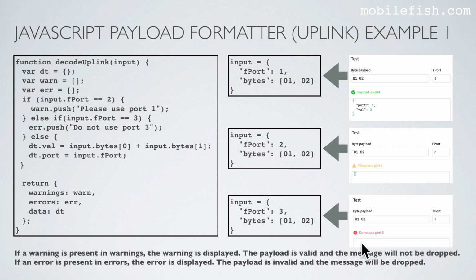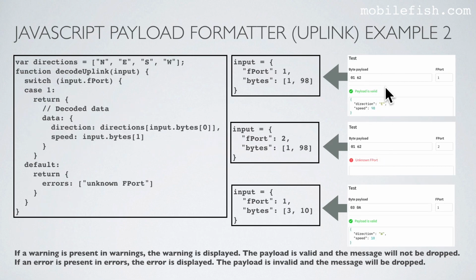As you can see, there's no empty object displayed here. In the previous example, an empty object is displayed. Here's another example. If you enter this byte payload, it creates this input JSON object, and this input JSON object is used by this decode uplink payload formatter. This payload formatter outputs this object. And the same applies for these byte payload inputs.